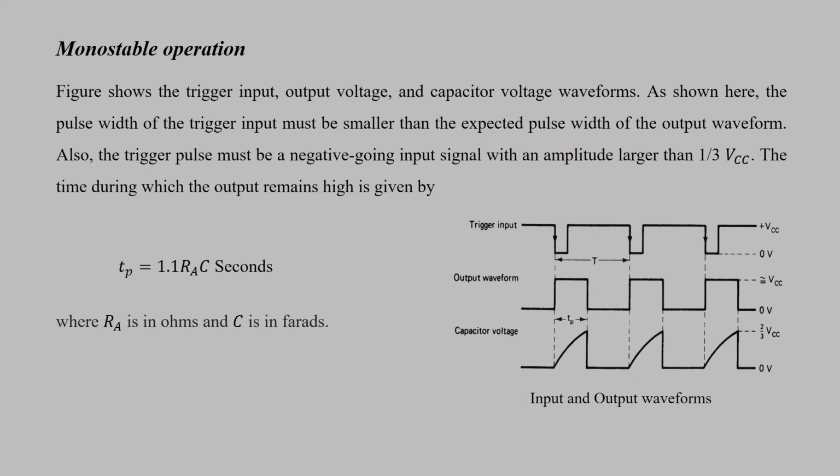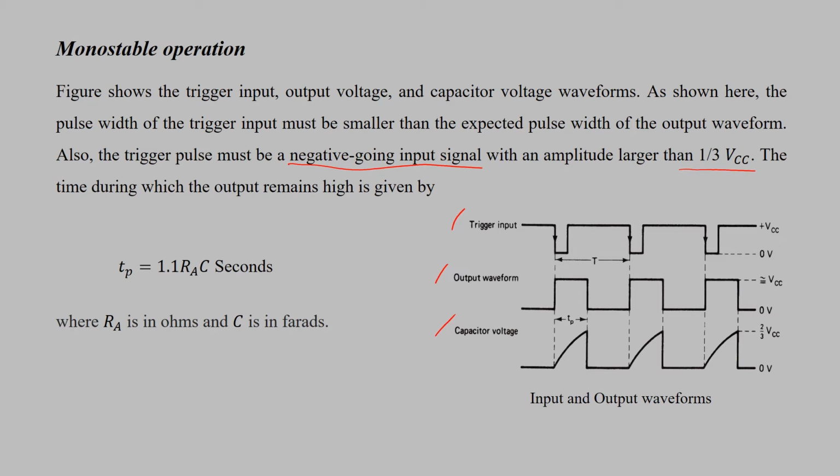So the figure shows the trigger input, output waveform and the capacitor voltage waveform. As shown, the pulse width of the trigger input must be smaller than the expected pulse width of the output waveform. Also, the trigger pulse must be a negative going input signal with an amplitude larger than 1/3 VCC.